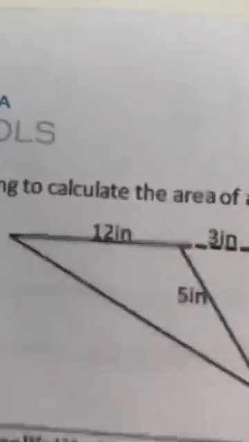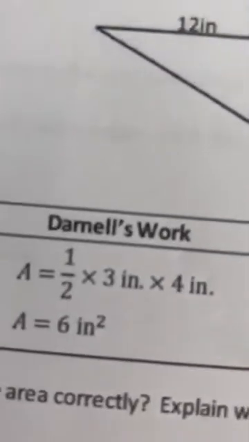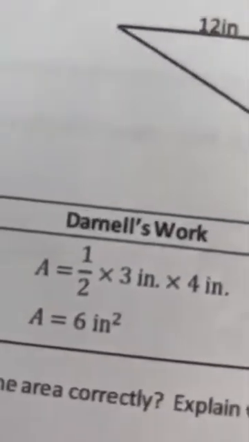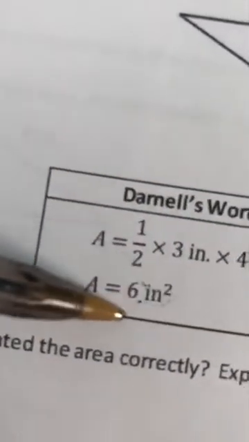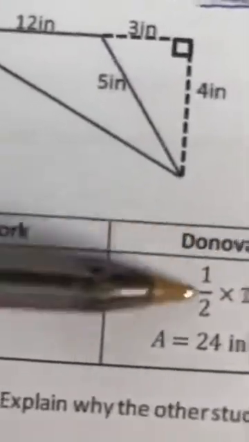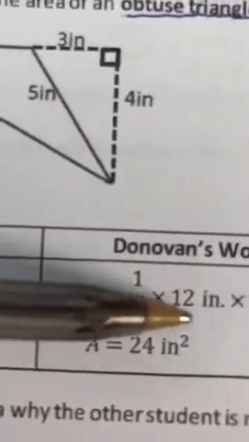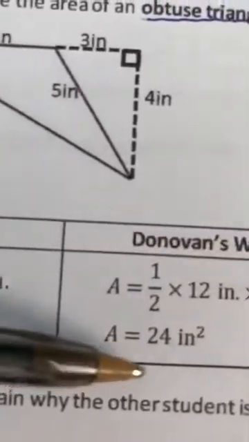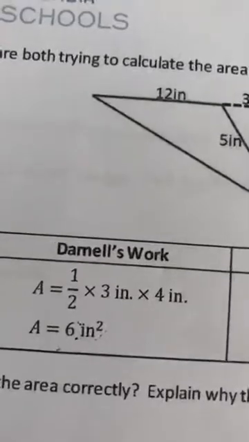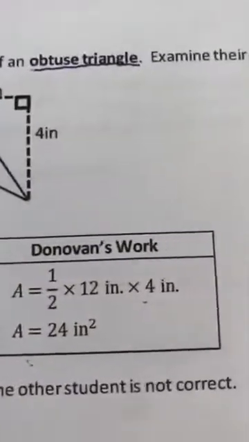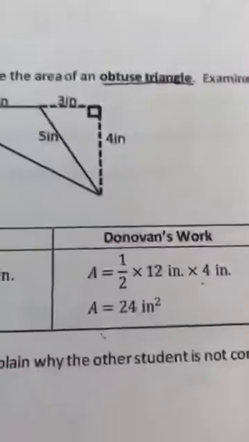So it says Darnell's work. He did area equals 1/2 times 3 inches times 4 inches, and he got 6 inches squared. Donovan's work said 1/2 times 12 inches times 4 inches equals 24 inches squared. Which student calculated the area correctly? Explain why the other student is not correct. Well, let's look back at our drawing and see, can that help us?